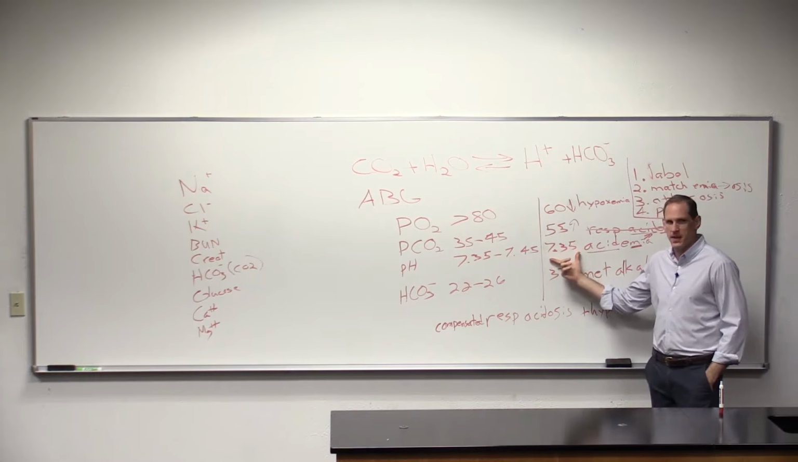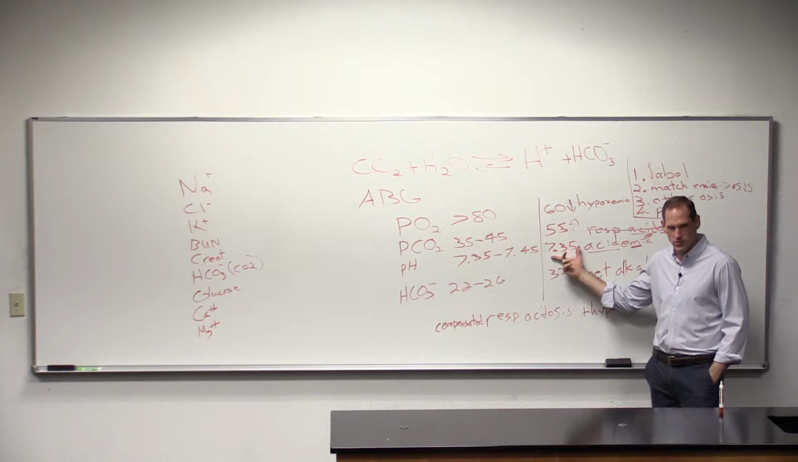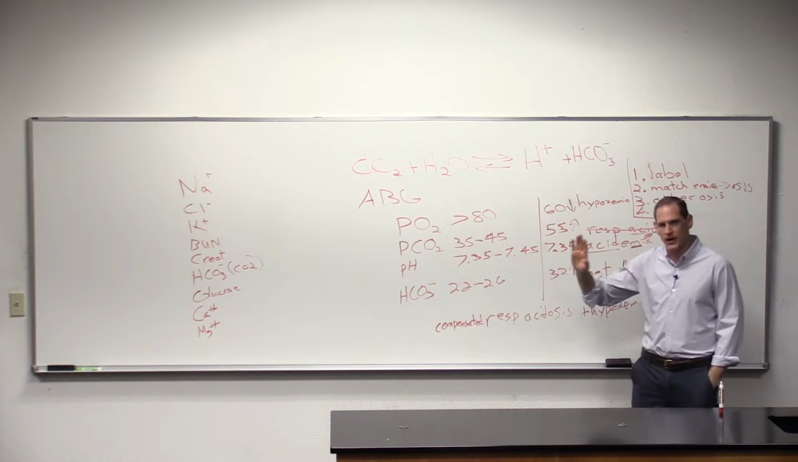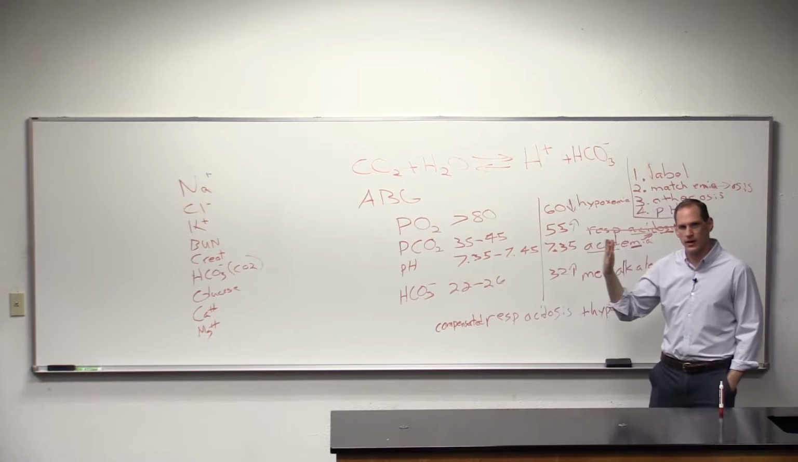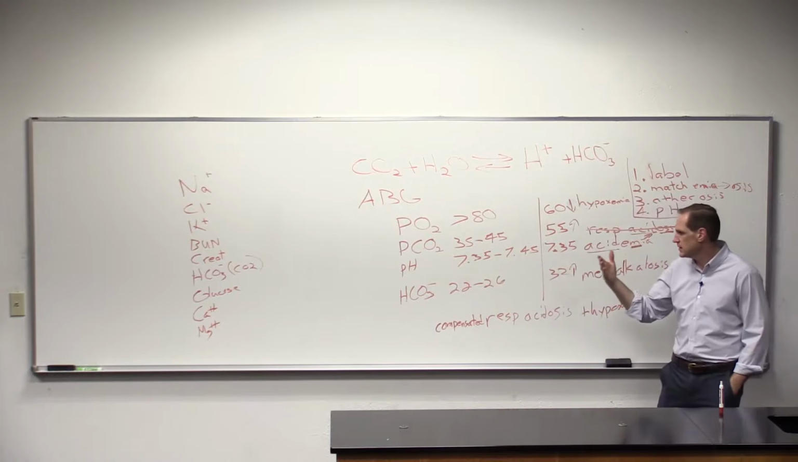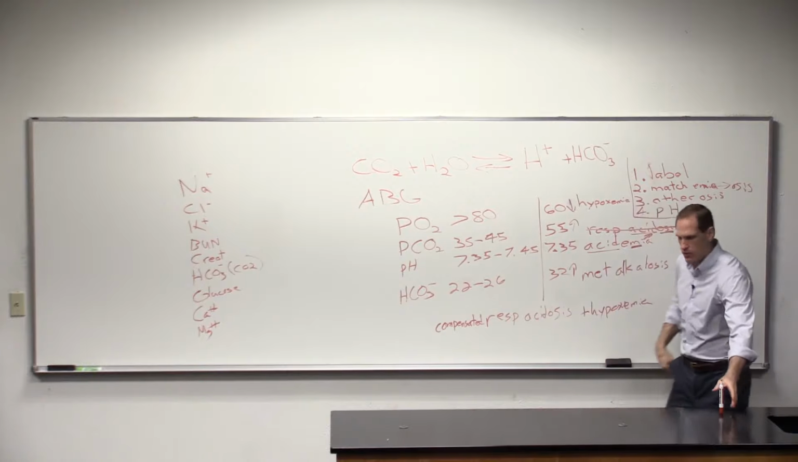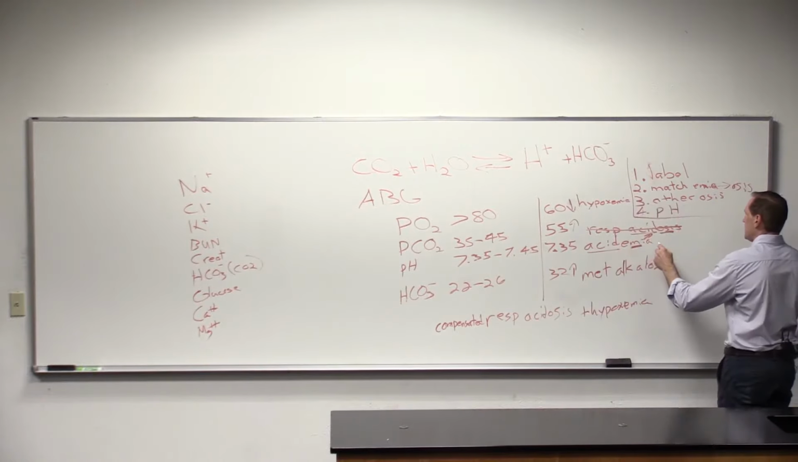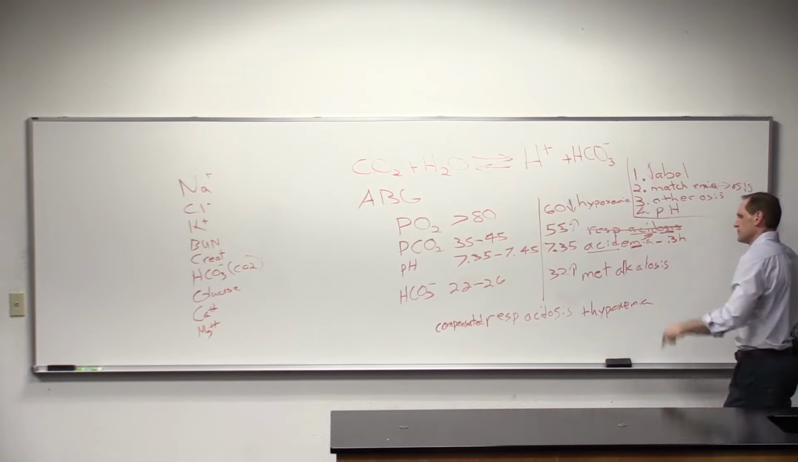What would the difference be here? Is that acid or is it base now? Well, it's in the normal range. Now, is it leaning more acid or is it leaning more alkalotic? It's leaning toward the acid. So I like to call that acidemia-ish.